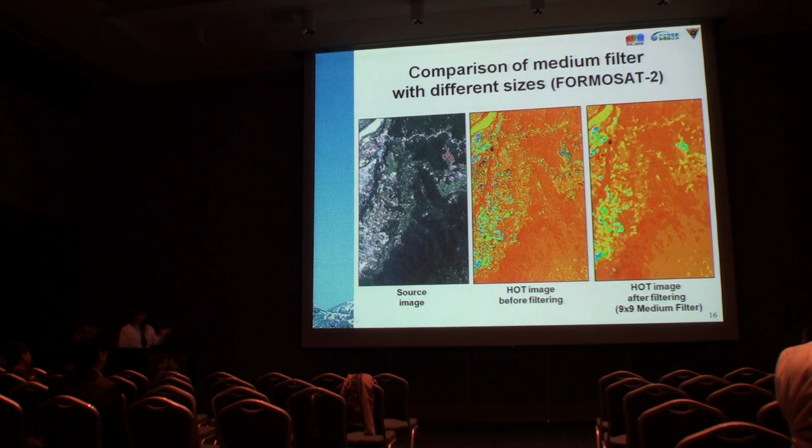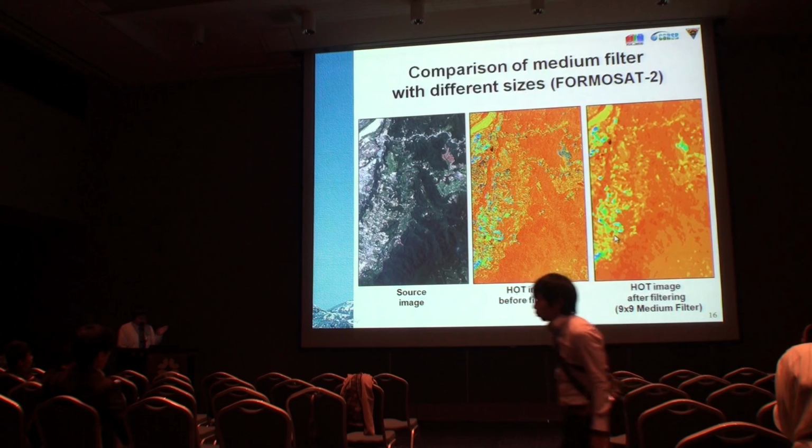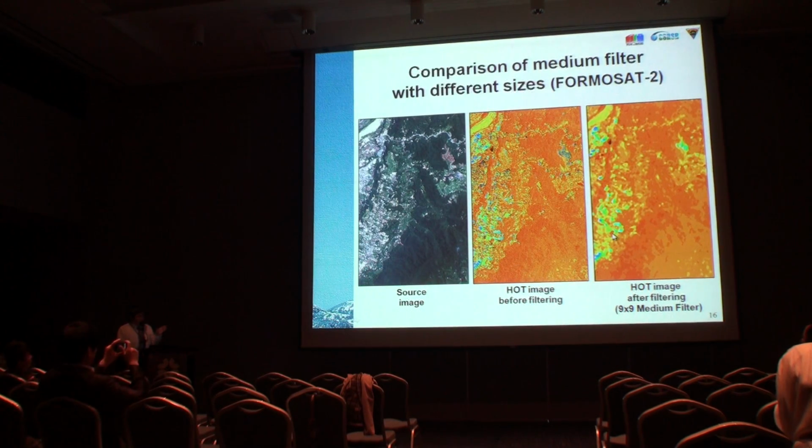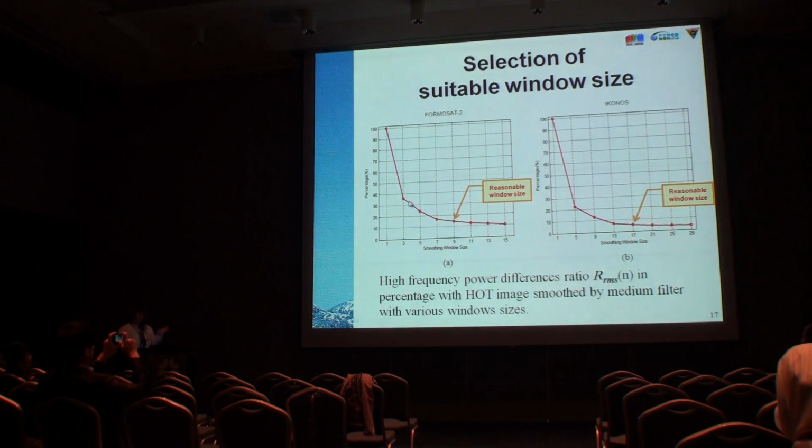So if this is a source image and this is a haze image before filtering, and if you have a suitable window size, then you can get a good haze image result. And this is the noise we measured from the haze removed image.